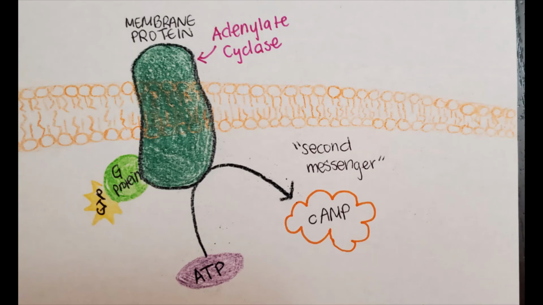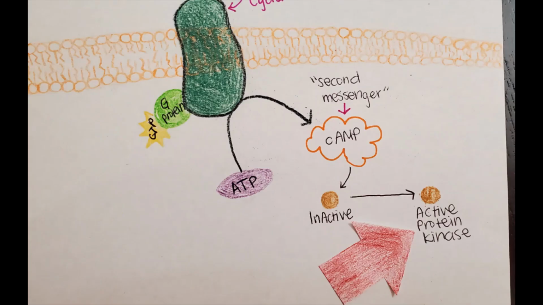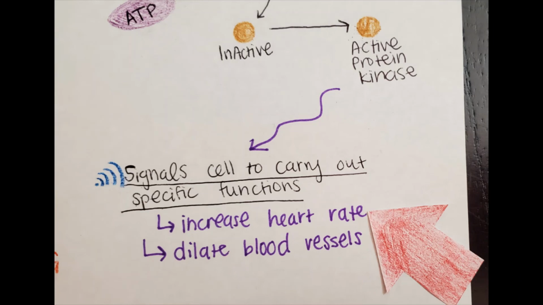The G-protein will stimulate a membrane protein called adenylate cyclase. When adenylate cyclase is activated, it will convert ATP to cyclic AMP, which will act as our second messenger. Cyclic AMP will activate protein kinase, which will cause a cellular response, such as an increase in heart rate or maybe dilated blood vessels.